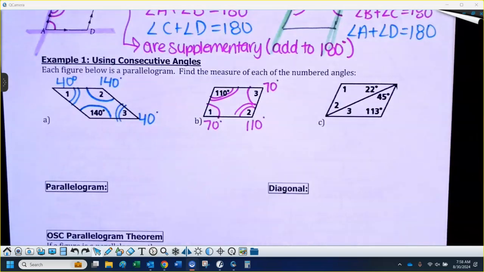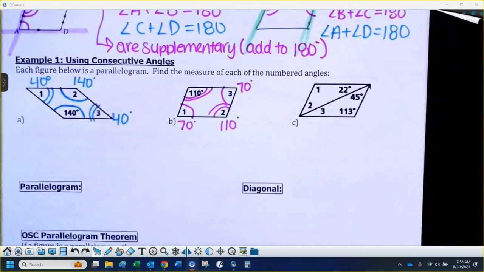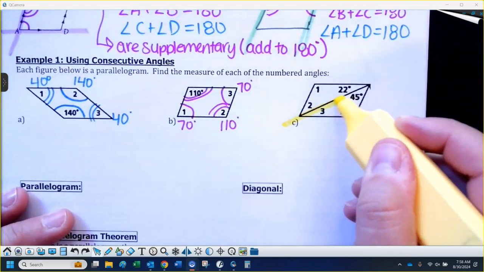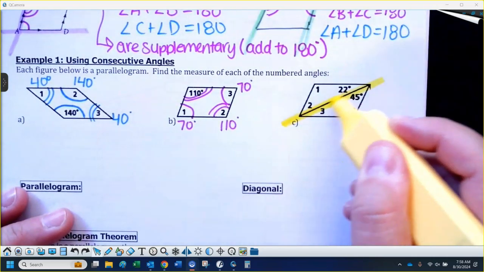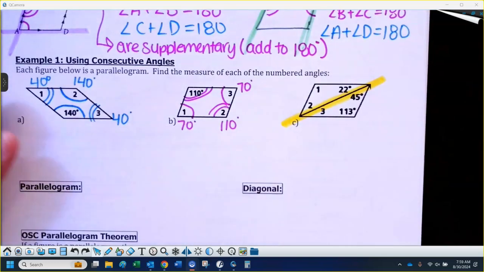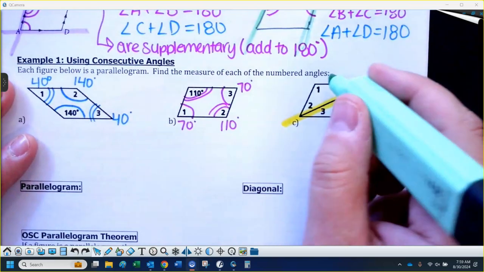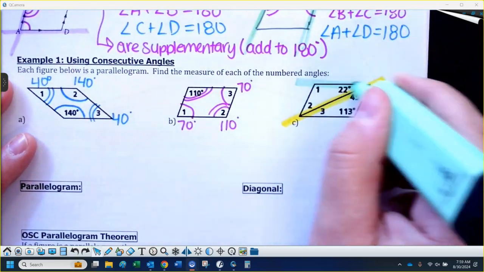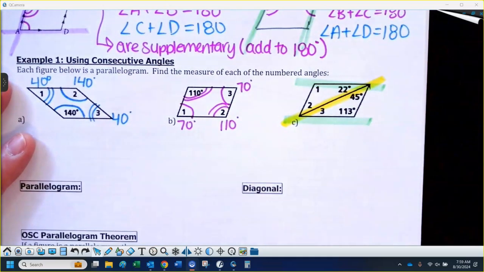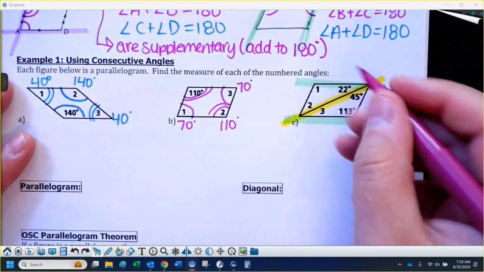All right, now this is a little bit weird here. Let me add what we call a diagonal, and that connects non-consecutive vertices. But the top and bottom of that figure are parallel, and the left and right are parallel. Let me draw this on here. Think about the top line and the bottom line being parallel. There's my transversal. I'm going to make an argument here for you.